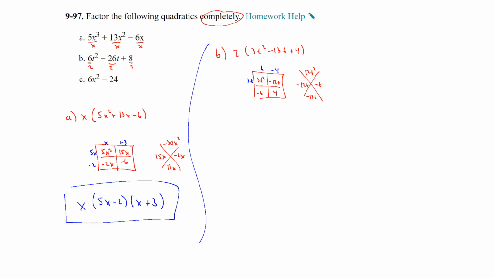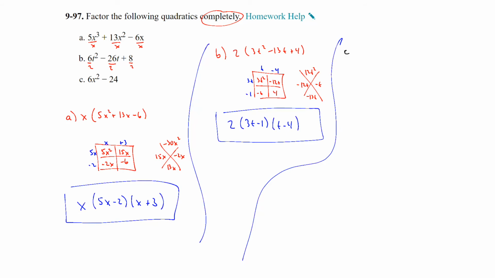That had to be a minus 4 to get the negative 12t, and then this would have to be a negative 1 to get the negative t. So that leaves us with 2 times 3t minus 1 and t minus 4. And that's factored completely.